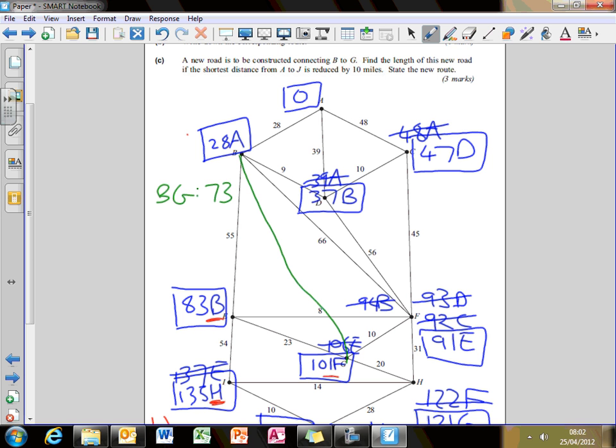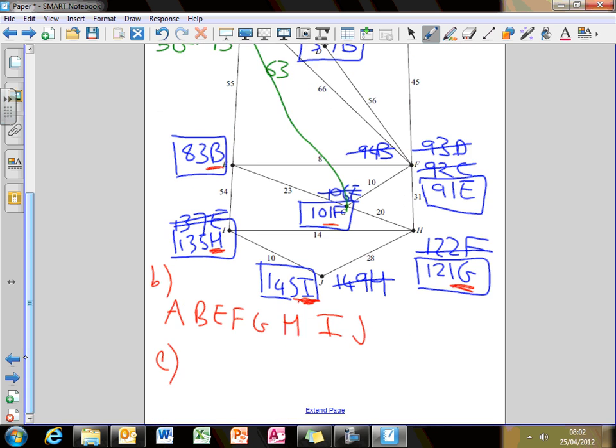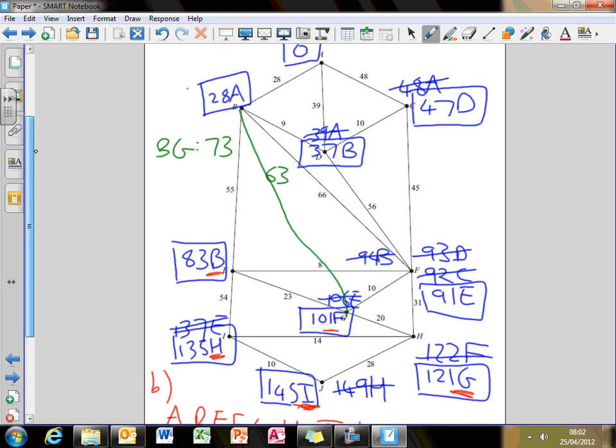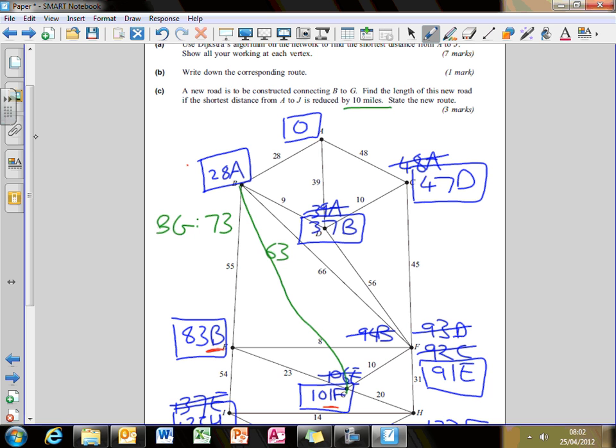Okay. We're told that it's reduced by 10 miles. So B to G must be 63. So B to G equals 63. I've just taken 10 off. That's 73. If you're wondering how I got the 73 there, I just did 101 take away 28. And now it wants me to state the new route.